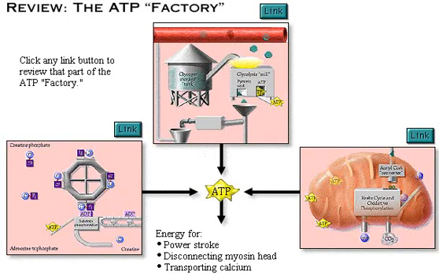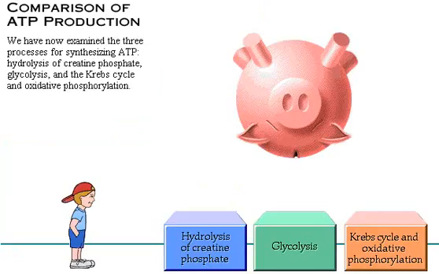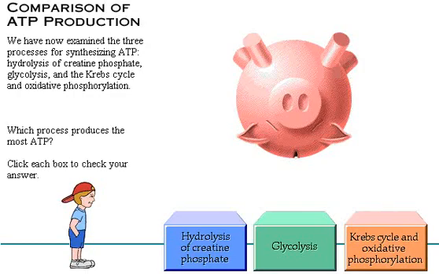Click any link button to review that part of the ATP factory. We have now examined the three processes for synthesizing ATP: hydrolysis of creatine phosphate, glycolysis, and the Krebs cycle and oxidative phosphorylation. Which process produces the most ATP? Click each box to check your answer.